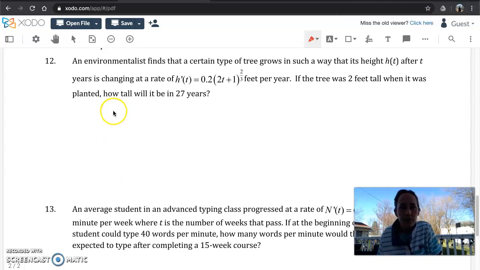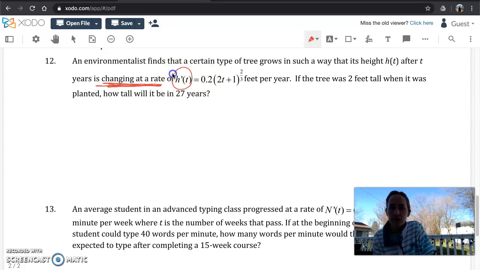It says an environmentalist finds that a certain type of tree grows in such a way that its height after T years is, its height isn't this expression, its height's rate of change is this expression. So there's a huge giveaway that we're given a derivative in feet per year. If the tree was 2 feet tall when it was planted, are you thinking, I wonder why they gave us that info? Maybe to get C? How tall will it be in 27 years? So we need a height function, right? We need h of t. And we can use an integral to get that.